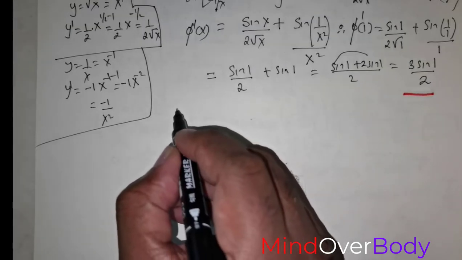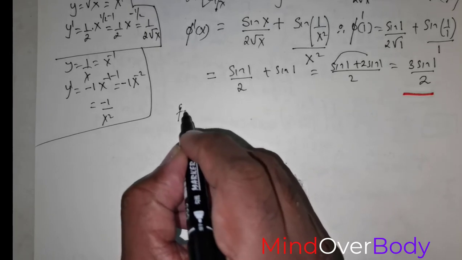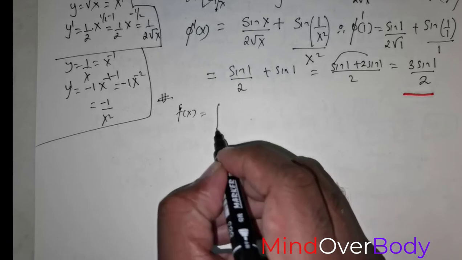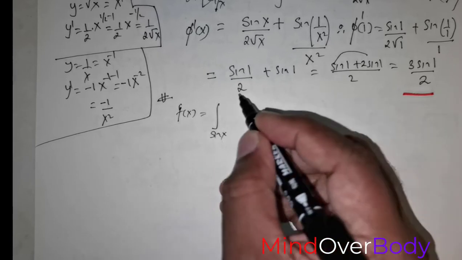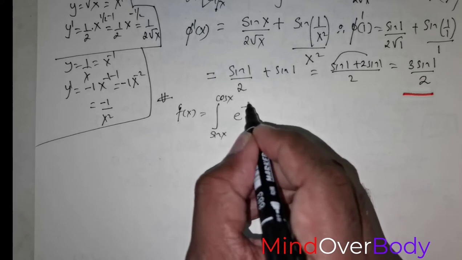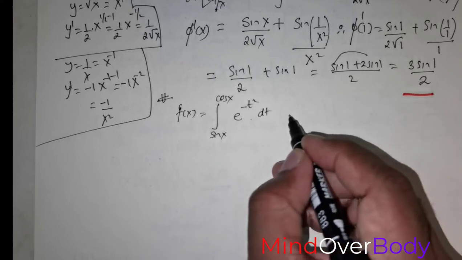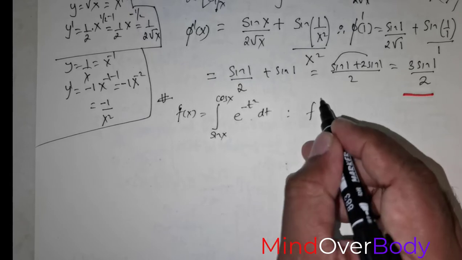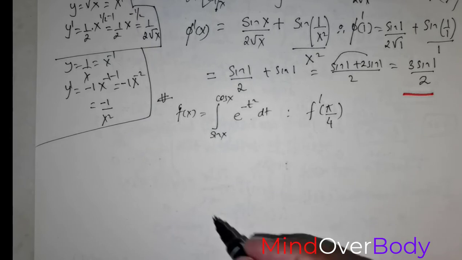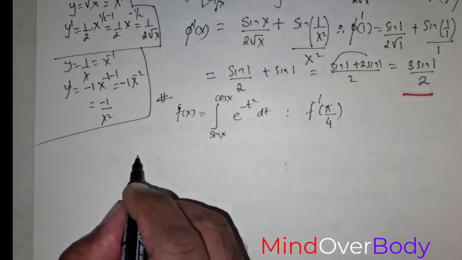Students, we are given this question. F of x is equal to the integral from sine x to cos x of e raised to the power of negative t squared times dt, and we are asked to find f dash of pi over 4. Now we would be applying the Leibniz rule.